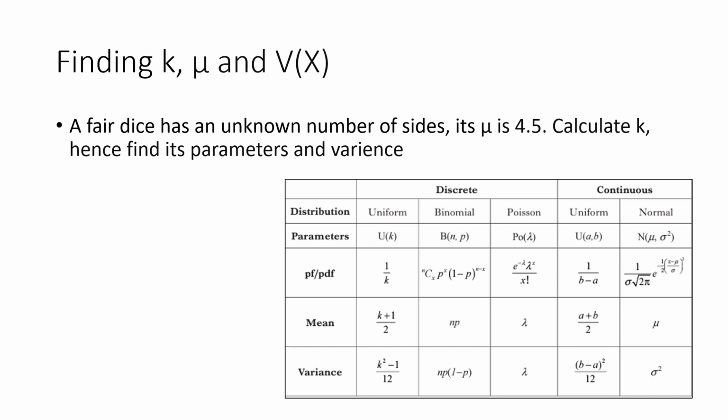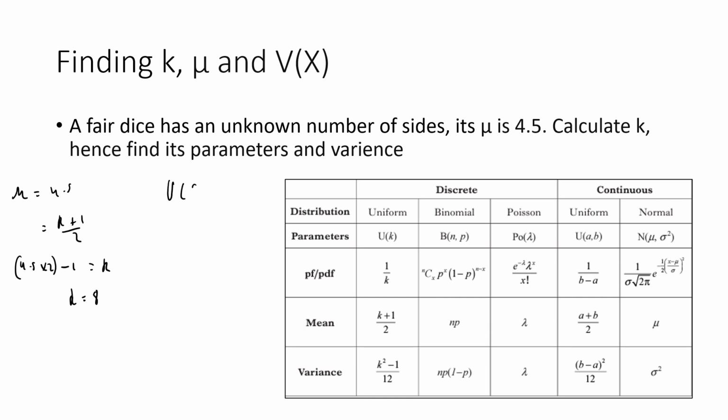Here is a different style of question. A fair dice has an unknown number of sides. Its mean is 4.5. Calculate k, hence find its parameters and variance. Okay, so we have mu, which is 4.5. We know mu is equal to k plus 1 over 2. So 4.5 times 2 minus 1 will give us k. So 4.5 times 2 is 9, minus 1 is 8. K is 8.